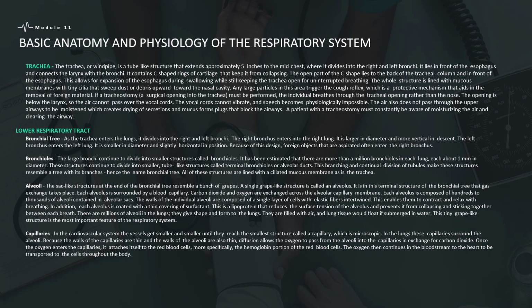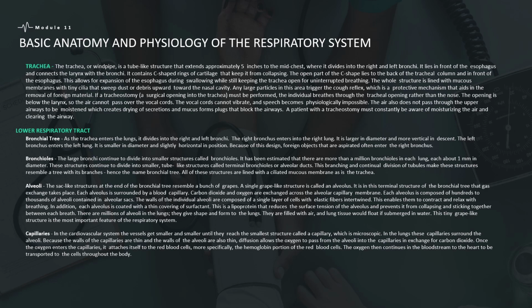Lower respiratory tract. Bronchial tree. As the trachea enters the lungs, it divides into the right and left bronchi. The right bronchus enters into the right lung. It's larger in diameter and more vertical in descent. The left bronchus enters the left lung. It is smaller in diameter and slightly horizontal in position. Because of this design, foreign objects that are aspirated often enter the right bronchus.